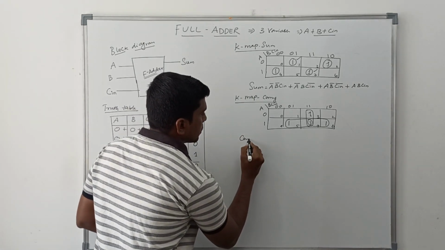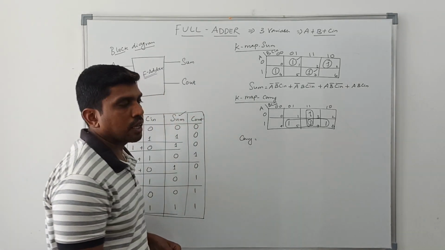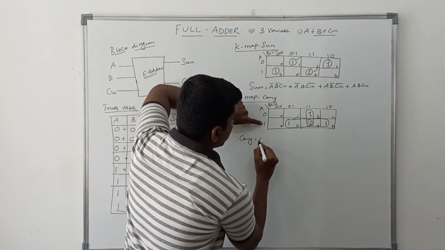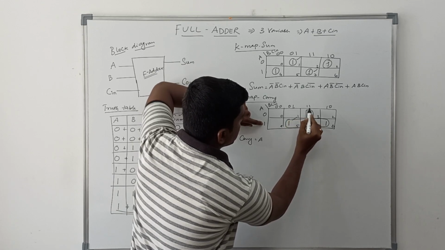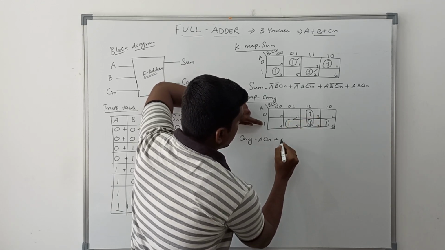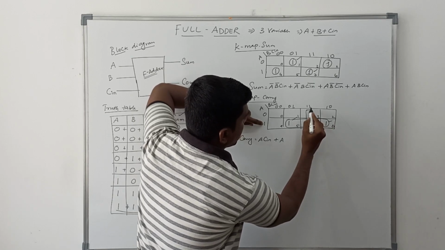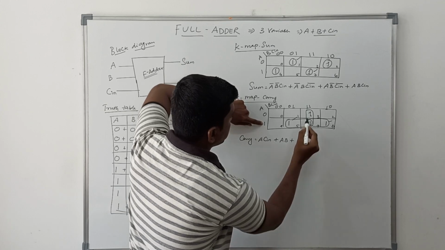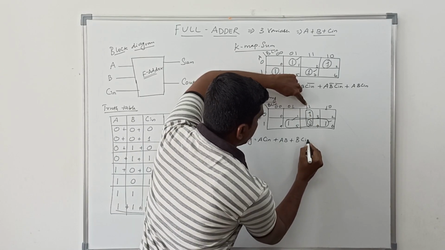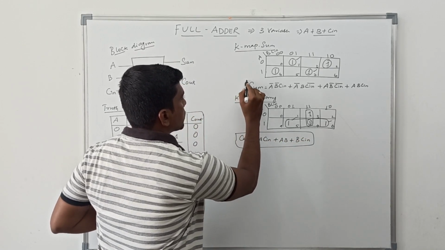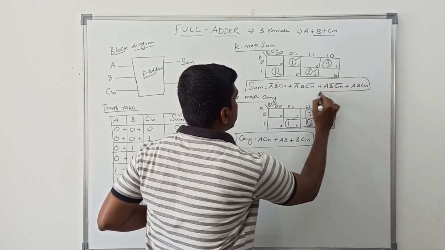Now write the Boolean expression for carry. Let me consider this pair first. Here the common term is C in, so A C in plus, here the common term is A and B, so A dot B plus, here B C in. So it's the Boolean expression for carry. And that was the Boolean expression for sum.